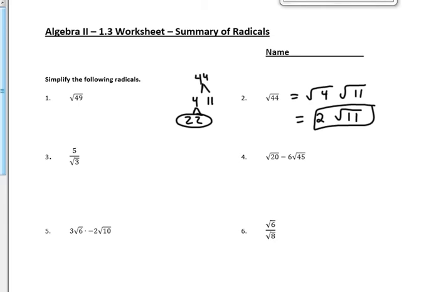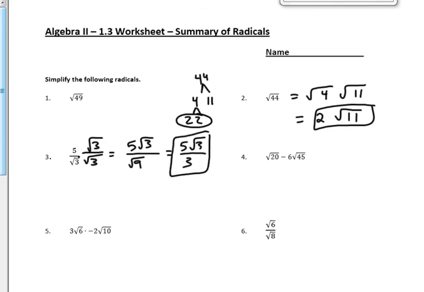Number 3, when I look at this one, there's no adding and subtracting, but it does have a square root in the denominator, so I need to get rid of that square root in the denominator. The way I do that is by multiplying by 1, and my 1 is going to be in the form of whatever that denominator is. So I multiply by the square root of 3 over square root of 3. So on the top, I get 5 square root of 3. On the bottom, I get the square root of 3 times the square root of 3, which is the square root of 9. So I get 5 square root of 3 over the square root of 9, which is 3, and nothing else reduces with that, and so I'm done.